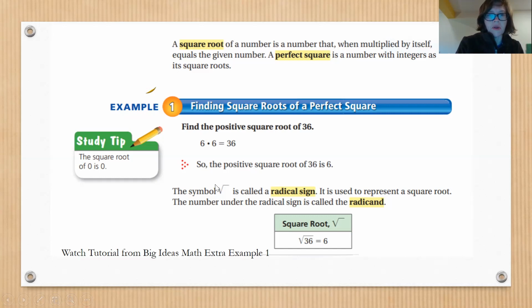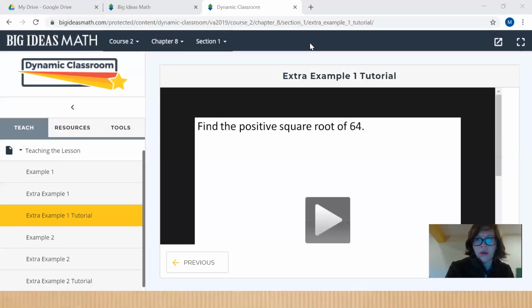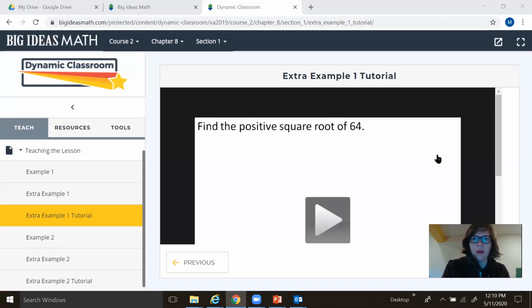The symbol right here is called a radical sign. It is used to represent a square root. The number under the radical sign is called the radicand, okay? So here's your square root symbol, and any number under here is known as the radicand. So this means the square root of 36 equals 6. All right, we're going to look at a tutorial to help further explain that. Okay, and this is from our Big Ideas Math book that we use in class, all right?